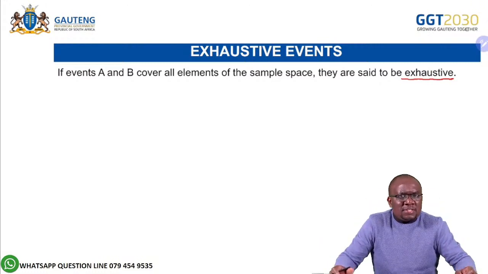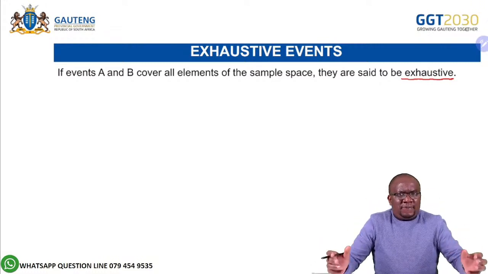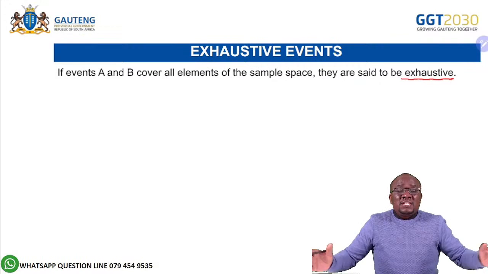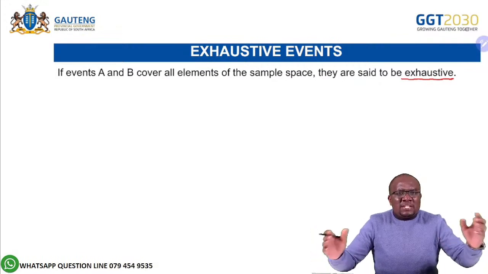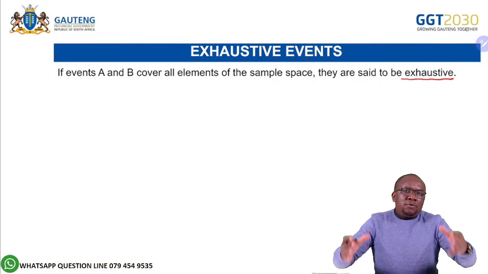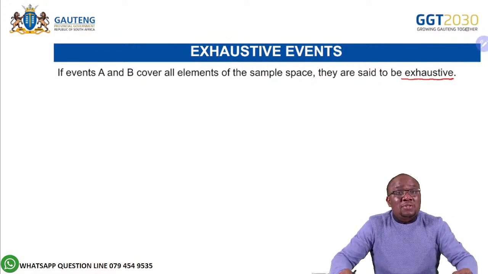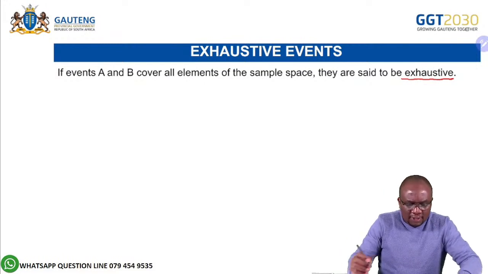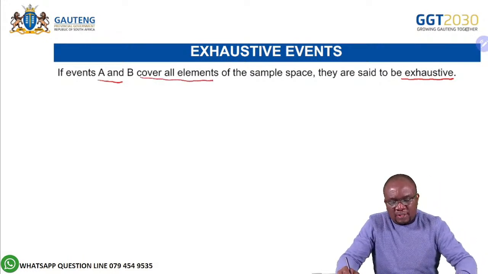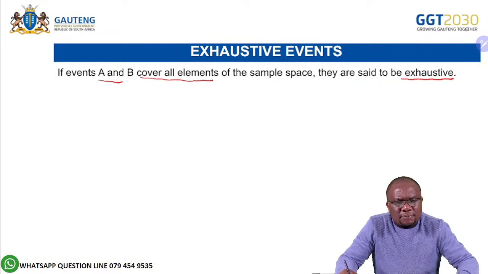Exhaustive. What is to exhaust? It's like finishing, sort of. Finishing, exhausting. I've exhausted my funds. I've finished my funds. So these two events take everyone. Let's say the classroom is the sample space. So these two events take everyone in the sample space. So they are exhaustive. So if events A and B cover all elements of the sample space, they are said to be exhaustive.